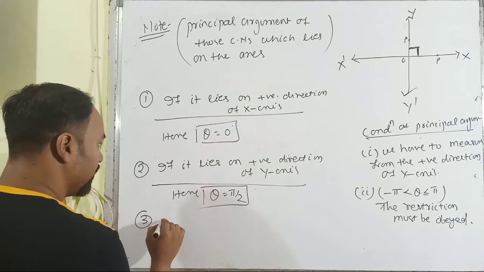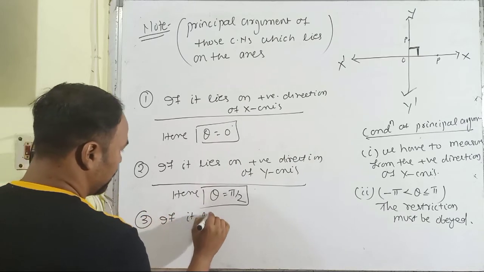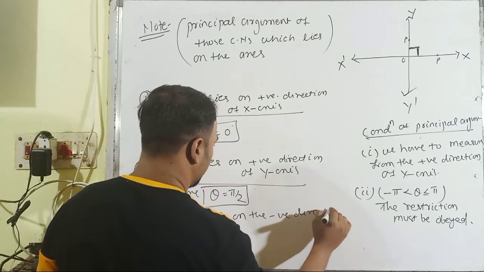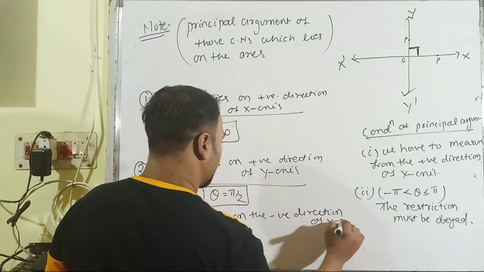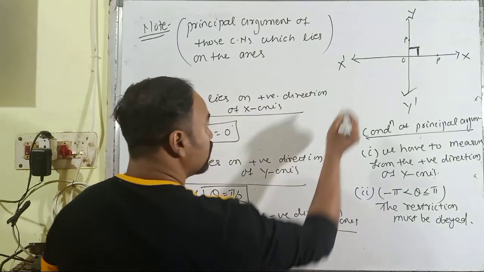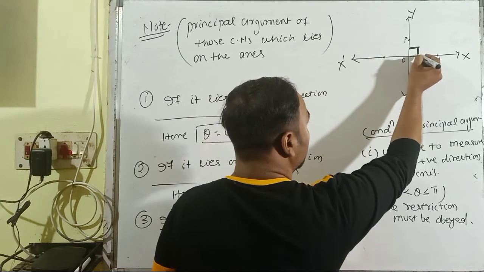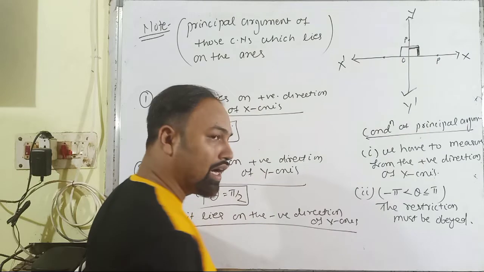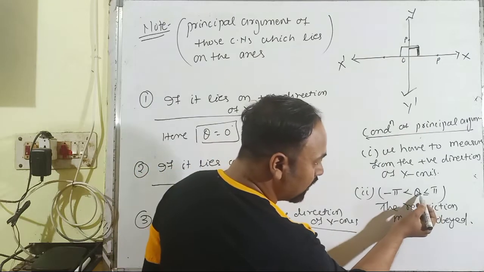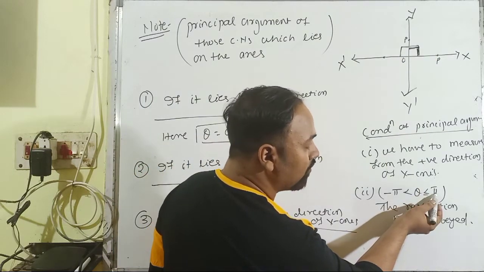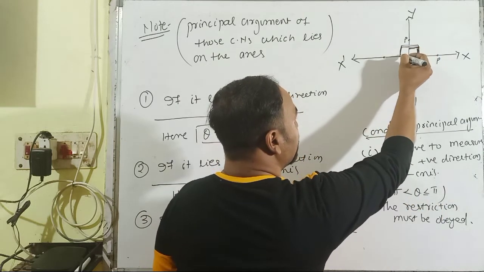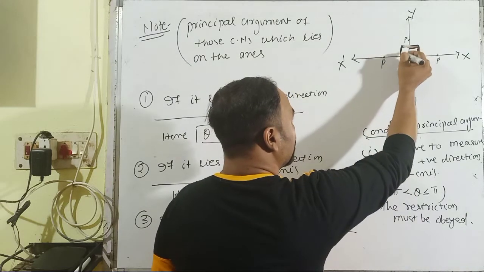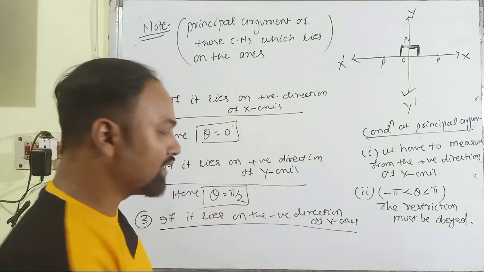Then third one, if it lies on the negative direction of the x-axis, suppose P lies here, then the total rotation is pi. We can take it, because theta can be equal to pi or less than pi, and here we are getting theta equal to pi. That means the total rotation, here is the point P, and here is the total rotation, we are getting 180 degrees, and it is acceptable.